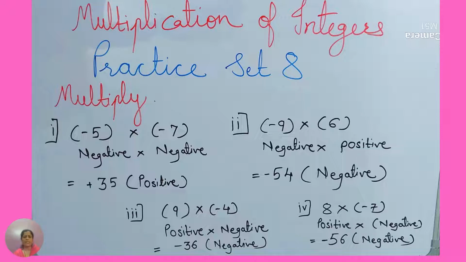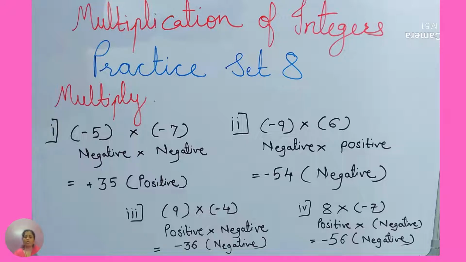Now second sum is minus 9 into 6. Minus 9 is a negative integer and plus 6 is a positive integer. So when one is negative and one is positive, the product of such multiplication will always come negative. That is minus 54. Okay, 9 6s are 54, means always negative you will get. When you multiply one negative and one positive integer, your answer will always remain negative, children.